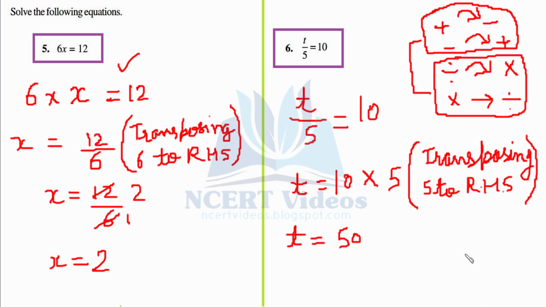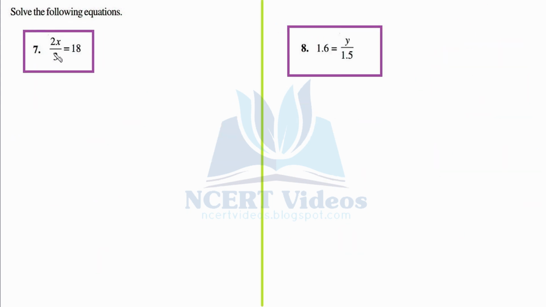So we are checking 50 over 5. 5 ones are 5, again 0 as it is. So we get 10, which is equal to our RHS. Therefore, it is also correct. Seventh part, we have two operations going on. 2 is getting multiplied with x. X is the variable here. And 3 is getting divided up. So what are the coefficient of x? It would be 2 over 3.